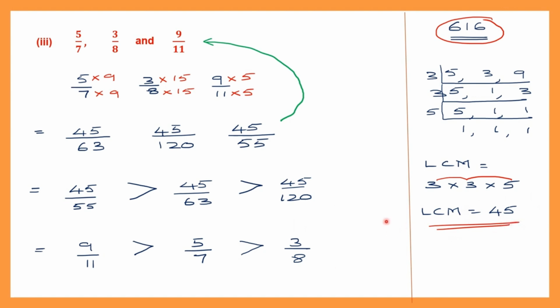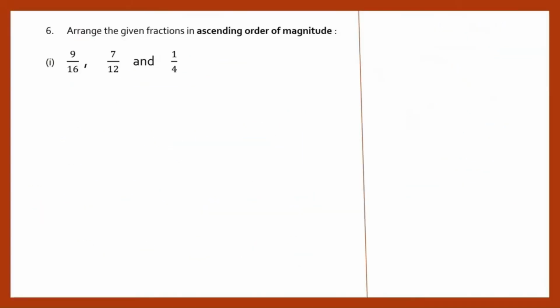So you can either find the LCM of the denominators and do it, or find the LCM of the numerators and do it. This time we have to arrange the fractions in ascending order. We're going to arrange it in ascending order. We follow the same method. We're going to find the LCM of the denominators. So we have 16, 12 and 4.